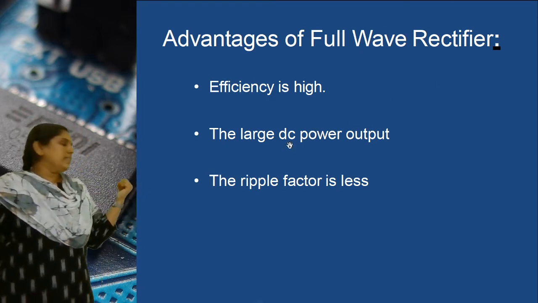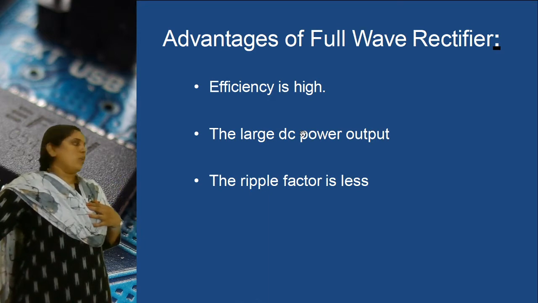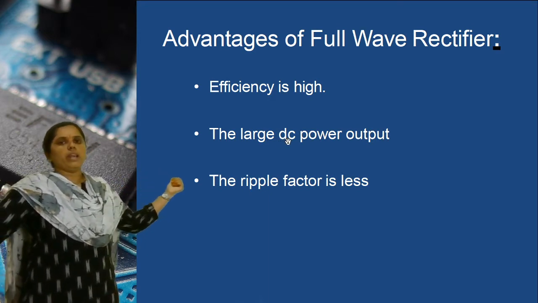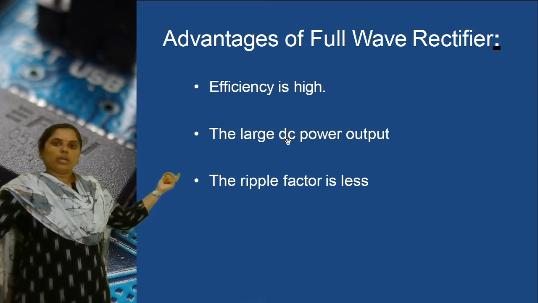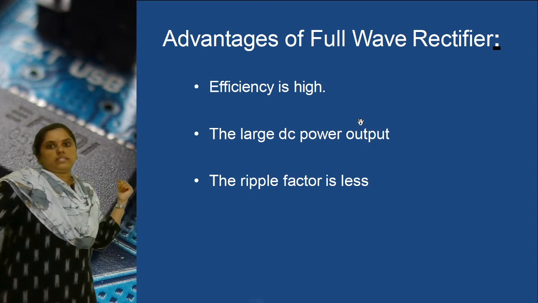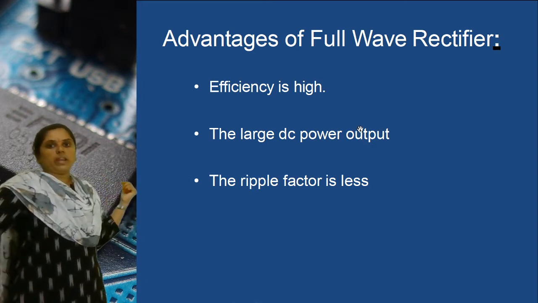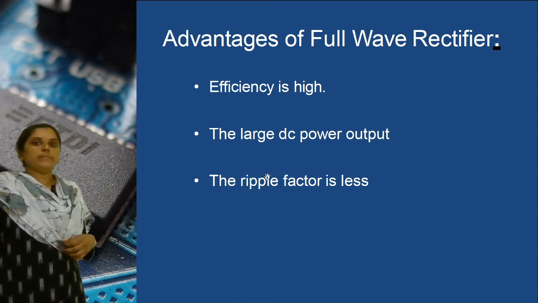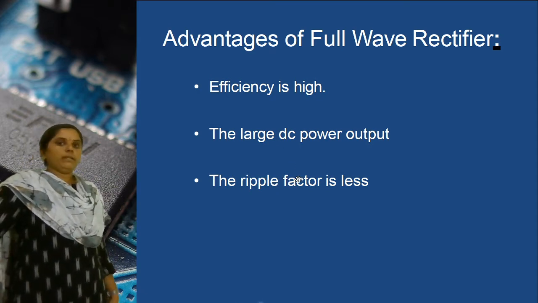Next, we can get a large DC power output. In the half wave rectifier, we get output for only half a cycle. In the full wave rectifier, we get output for both cycles, both the positive and negative half cycles. So we get a large DC power output, and the ripple factor is decreased here.